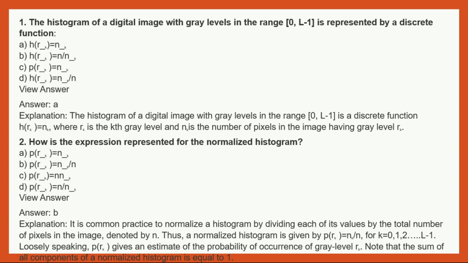Now if we see the explanation, we get to know it is a common practice to normalize a histogram by dividing each of its values by the total number of pixels in the image. That is denoted by n, and thus a normalized histogram is given by p(r_k) = n_k / n, where k belongs to 0 to L minus 1, and loosely speaking p(r_k) gives an estimate of the probability of r_k. So here is the concept of that.